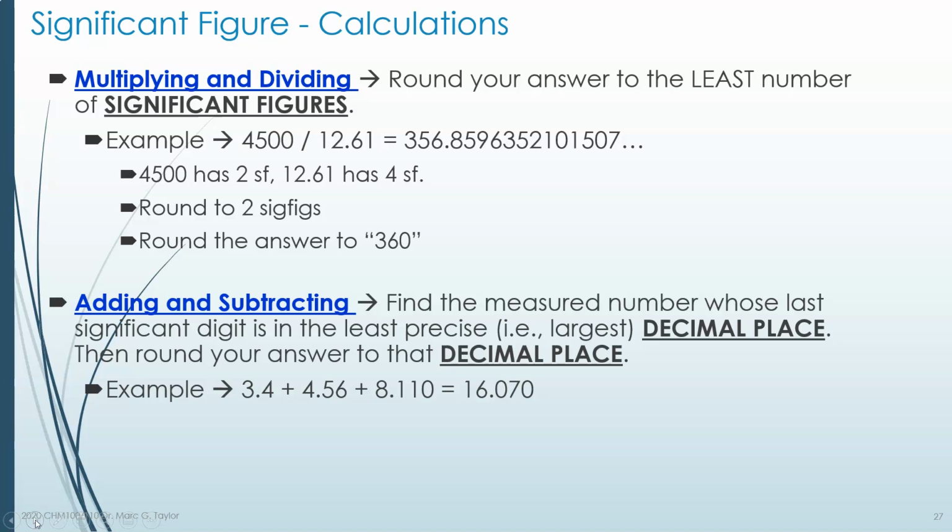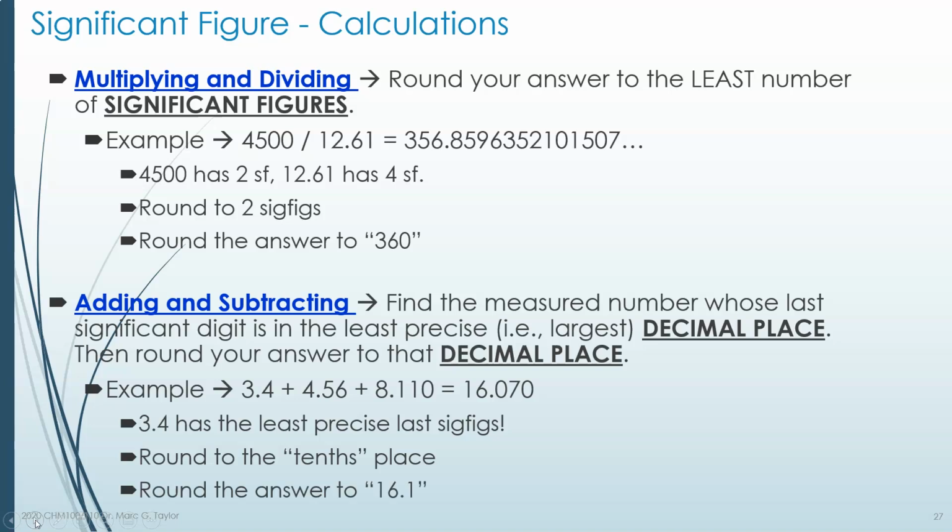Well, we have one that's in the tenths, one that's in the hundredths, and one that's in the thousandths. The least precise of those would be the tenths place. Therefore, our answer must be rounded to the tenths place. In other words, our answer will be rounded to 16 point, and then that next digit will be our last digit. Since it starts with a 0, but it's followed by a 7, a large number, that 0 will be rounded up to a 1, and then we won't write any further digits. So 3.4 has the least precise last digit, tenths place. We round it to the tenths place, and we get 16.1 as our answer.